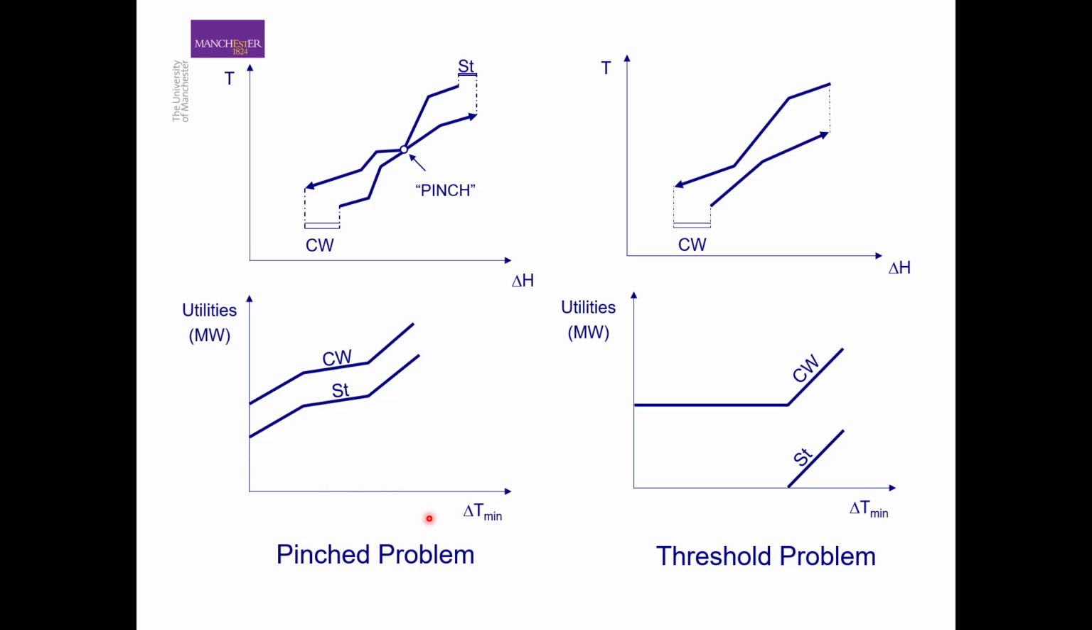Now let's compare this pinch problem to our threshold problem. For the threshold problem, as we increase delta T min, we have no hot utility requirement at delta T min 0. As we increase delta T min, our cold utility requirement remains the same up to a value of delta T min where we have to introduce hot utility as well. After that value of delta T min, both the hot utility and the cold utility start to increase. This value of delta T min is what we call the threshold delta T min value of the process. So there is quite a major difference between pinch problems and threshold problems and how we define the minimum delta T min.